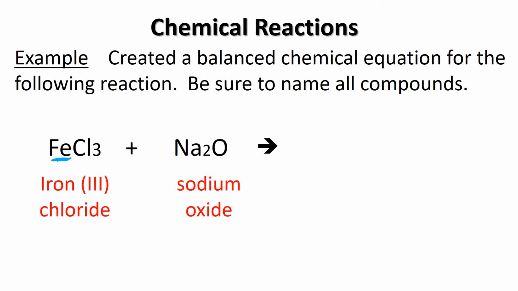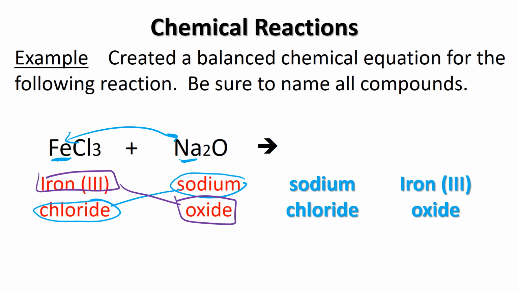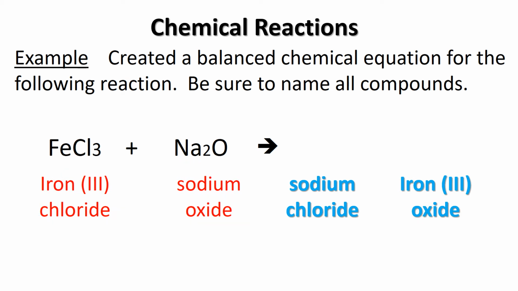So let's remember that we are taking iron and we're swapping it with the Na's. So what's going to happen here is technically sodium is going to pair up with chloride, and we're going to make sodium chloride. And our other product, we're going to have iron 3 pairing up with the oxide. So we can write our products being sodium chloride and iron 3 oxide. Now, once we have that, we're going to work backwards from our names and write our formulas in.